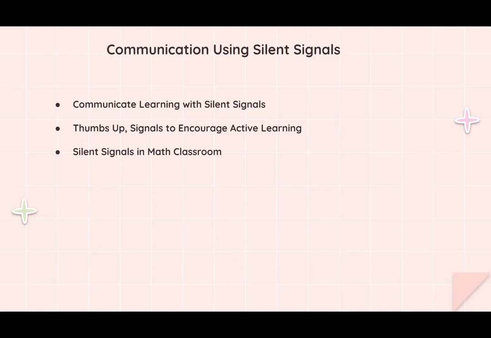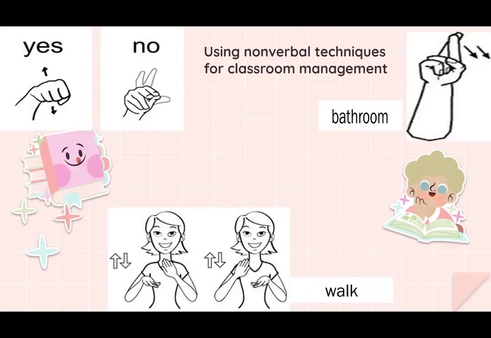Thumbs up, thumbs down. Here we have a symbol for how to say yes in the class, how to say no. Bathroom sign, walk. So if you're in the middle of a read aloud and the student has to go to the restroom, they don't have to raise their hand and say, I have to use the restroom. They can show you the sign for bathroom and you can nod yes or no.